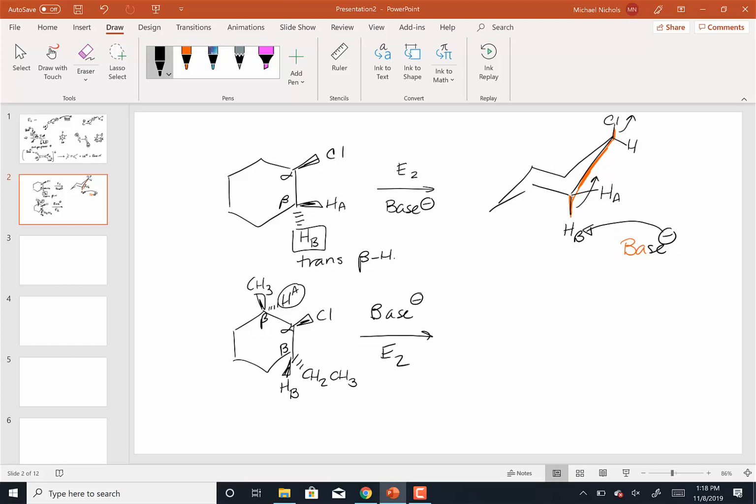So the base cannot remove HB because the rule is you got to go through an anti-periplanar transition state. If you do not, no reaction. So it will not remove HB. It'll only remove HA, which means that the final product would have a double bond to the methyl group and the other carbon would stay exactly the same, with the ethyl group being on the dashed wedge.